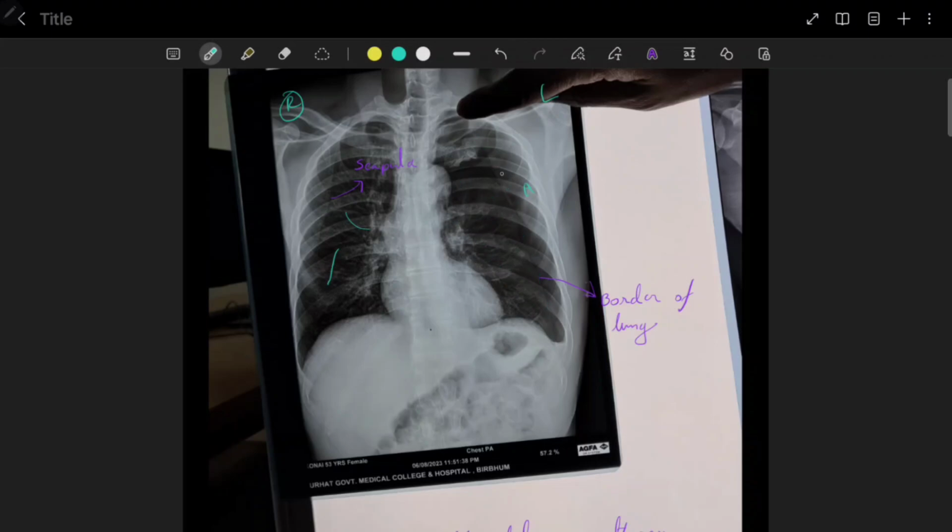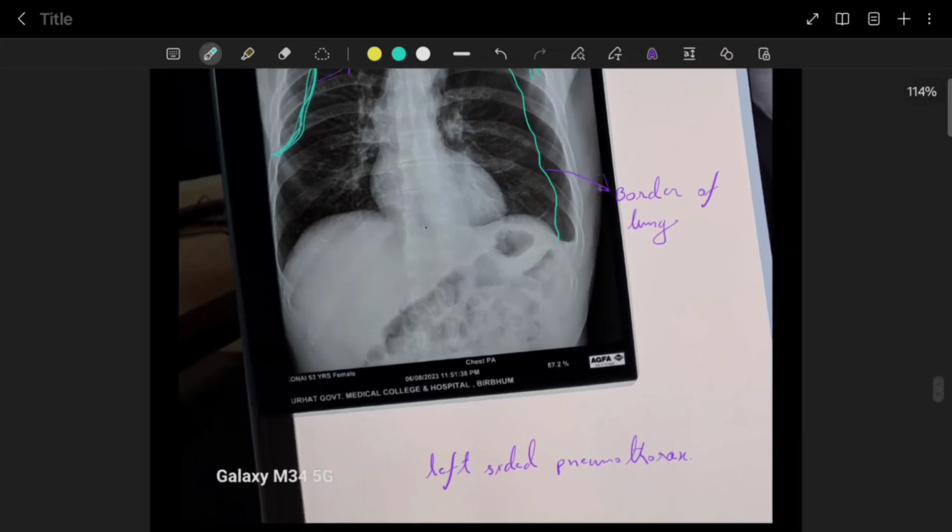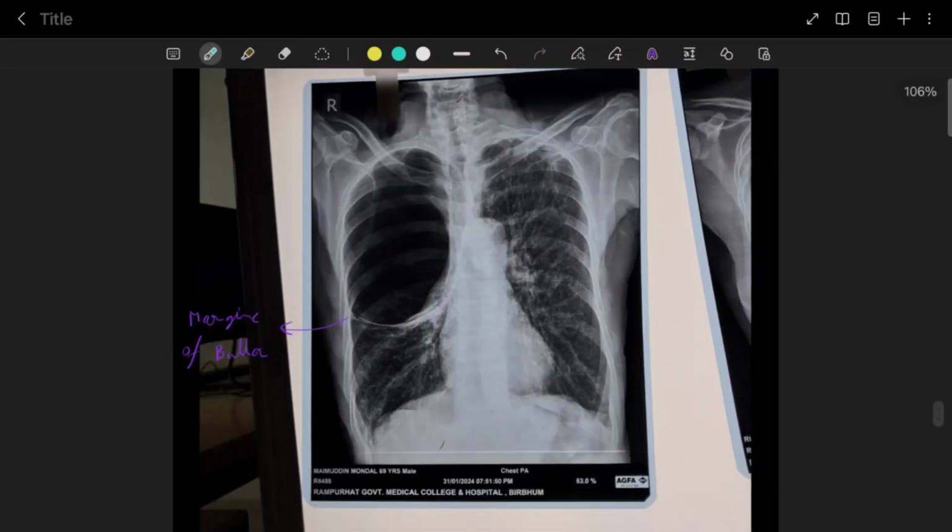Okay, it is the air and it is the border of the lung. Okay, it is the border of the lung. And what is this? It is not a border of the lung, it is the scapula. Okay, it is the border of the scapula. You have to differentiate. Here is the border of the scapula, but here the border of the lung. Okay, so it is a left sided pneumothorax.